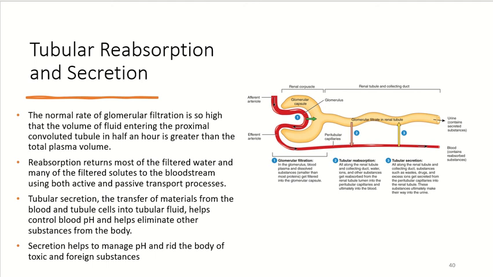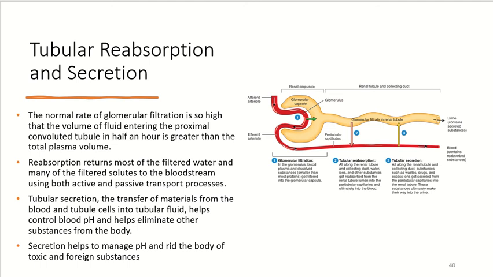The normal rate of glomerular filtration is so high that the volume of fluid that enters the proximal convoluted tubule in about half an hour is going to be greater than the total plasma volume. So reabsorption is going to return most of the filtered water and many of those filtered solutes back into the bloodstream, and this is going to use both active and passive transport methods.